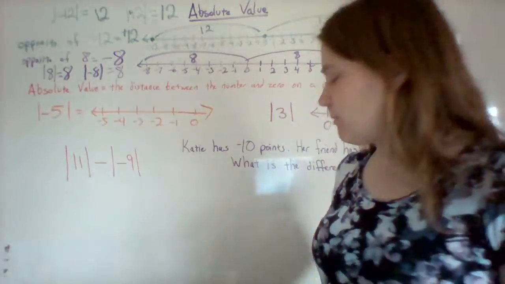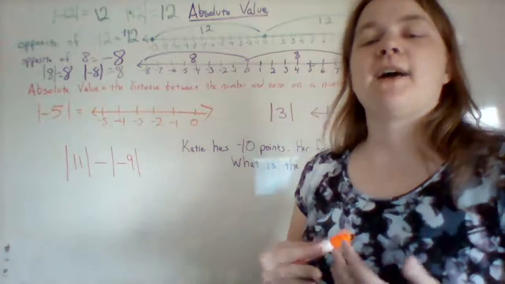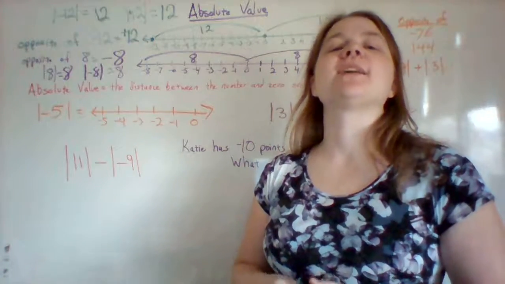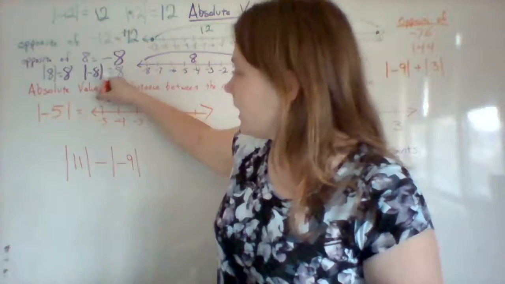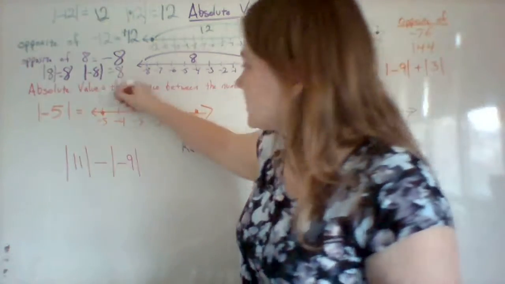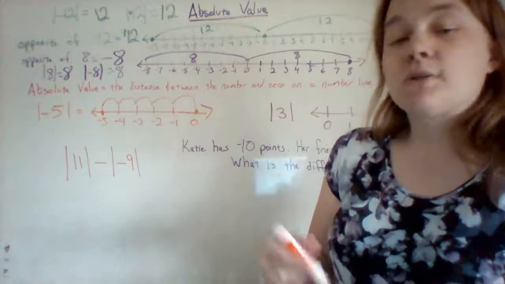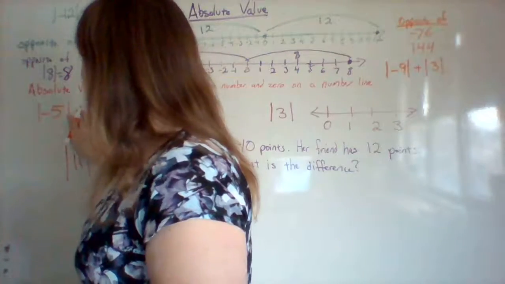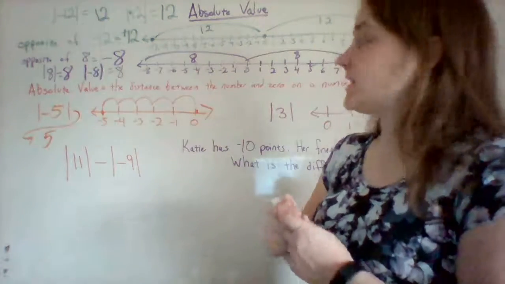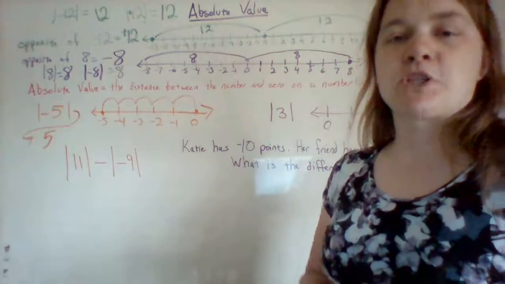So let's take a look at this a little bit more in depth. Let's take a look at the absolute value of 5. What absolute value is really doing is it's not measuring the direction that you're going, it's just measuring the distance. So if we go from negative 5 to 0, we're going to measure the steps. 1, 2, 3, 4, 5. So the absolute value of 5 is just going to be 5 because it's 5 steps to get from negative 5 to 0. Doesn't matter which direction you're going.